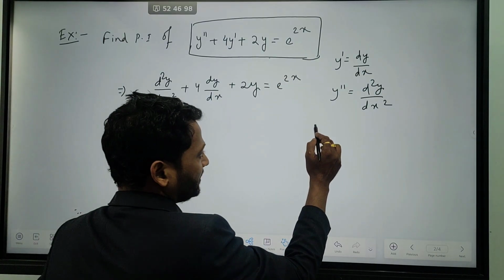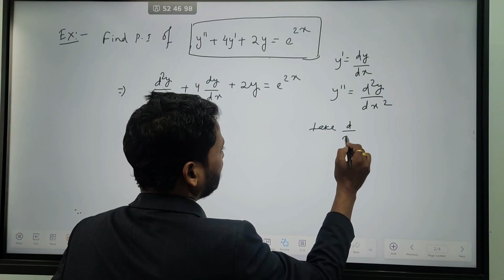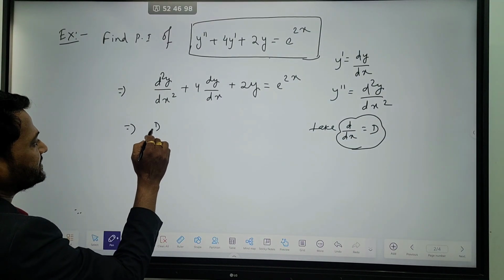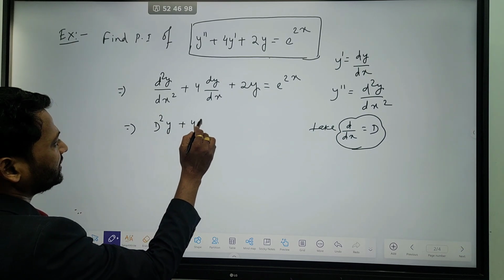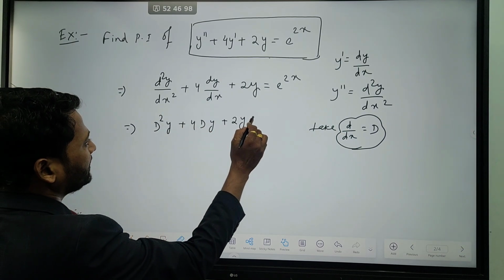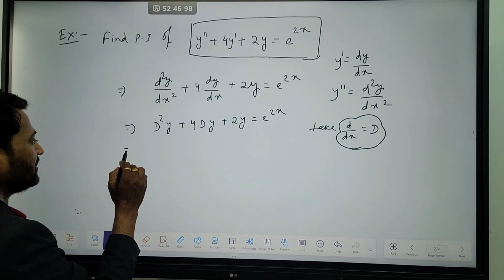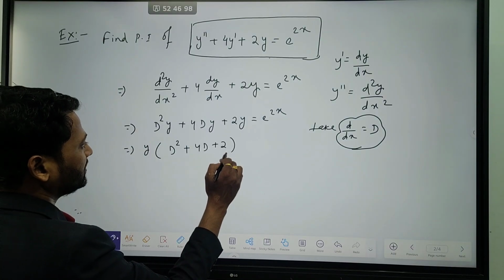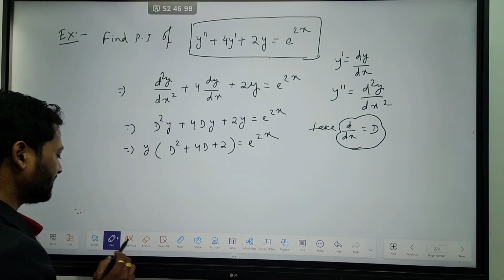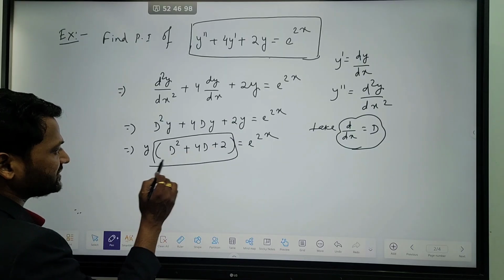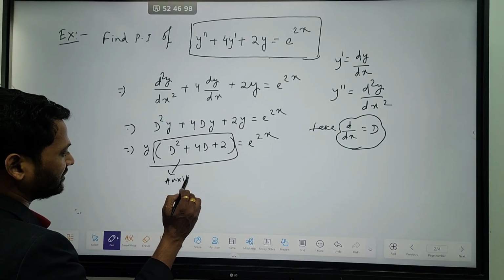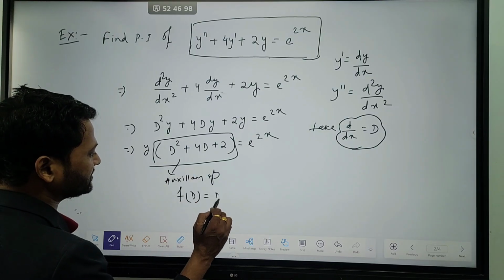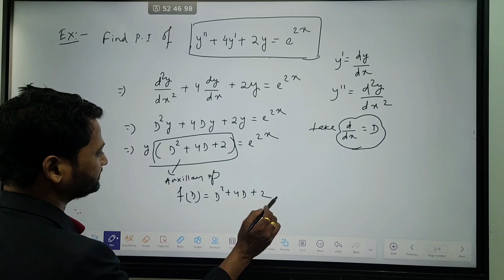Now you assume d by dx as D. So we can write here D square y plus 4 Dy plus 2y equal to e to the power 2x. Now we can take y as common, so it will be D square plus 4D plus 2 equal to e to the power 2x. ये जो part है, this is called the auxiliary equation, which is f of D. f of D is D square plus 4D plus 2.